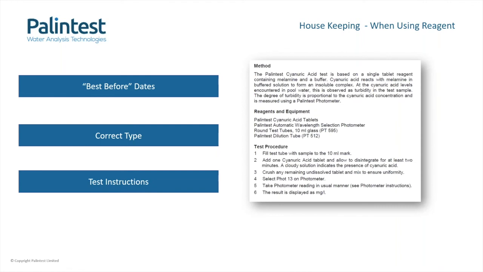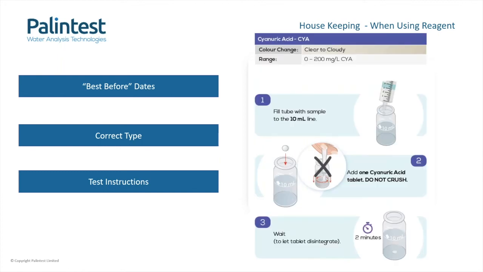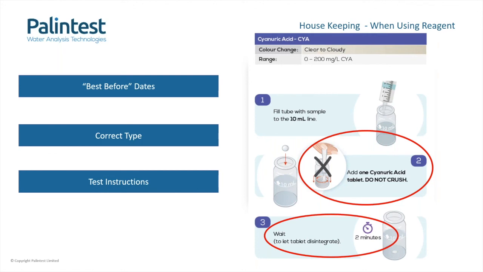Many tests have particular techniques described in the test instructions. There may be optional reagents, like I mentioned with the ammonia test. Some tests may require a waiting time. It goes without saying that following the test method is important. We are trying to help our customers reduce errors when following instructions by rewriting them in an easier to follow pictorial format. In this example, there is a do not crush instruction and a wait time.